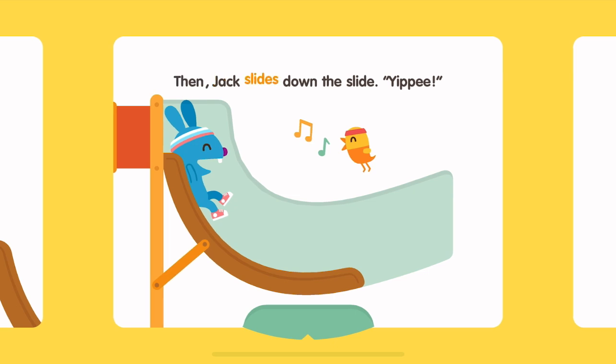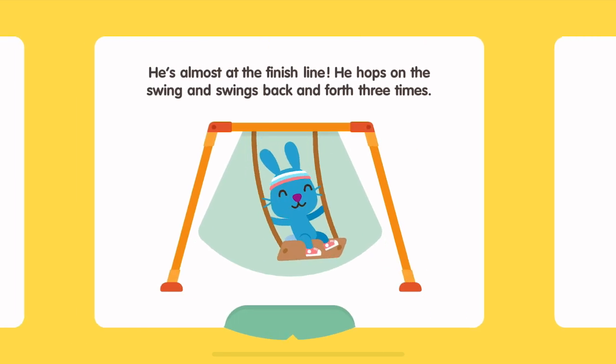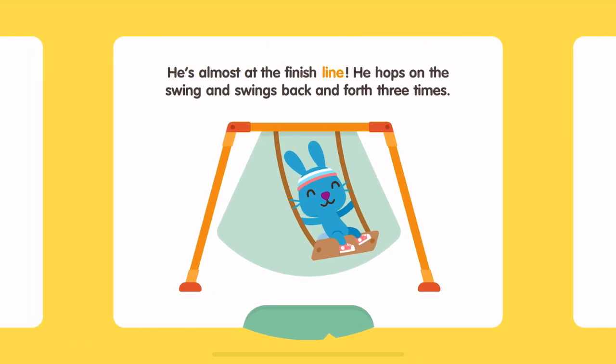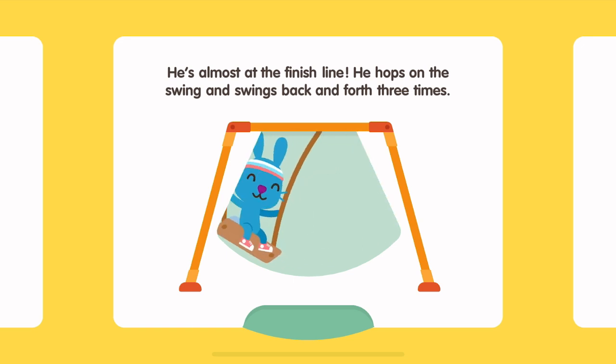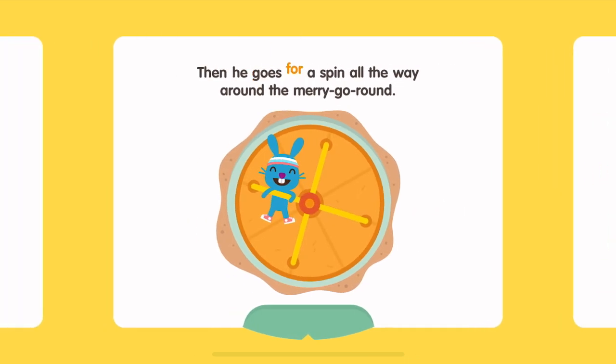Then, Jack slides down the slide. Yippee! He's almost at the finish line. He hops on the swing and swings back and forth 3 times. Then he goes for a spin all the way around the merry-go-round.